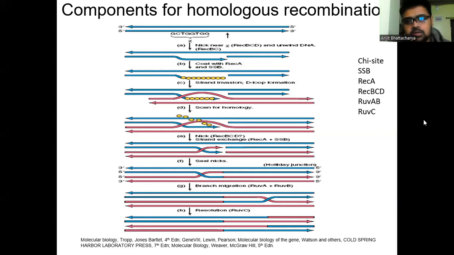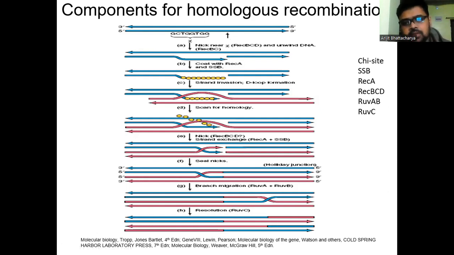So, in a DNA which is recombining, it was normally observed that there is a site called the chi site. This chi site has a consensus sequence, which is shown over here, GCTGGTGG. And this chi site is a target for endonucleolytic cleavage. It is not a direct target, but the endonucleolytic cleavage occurs somewhere near this chi site. So this is mediated by an enzyme complex called RecBCD.